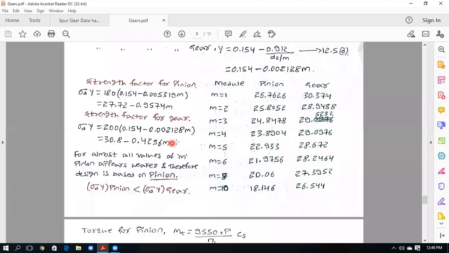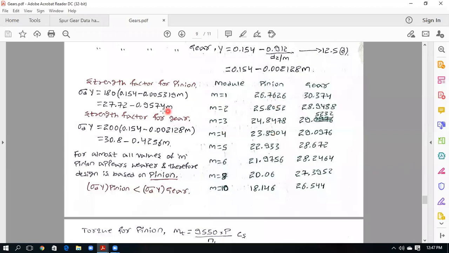Similarly, substitute module is equal to 1 in the gear. It will be 30.8 minus 0.4256 into 1. Therefore, it will be 30.374. From this you can see that the strength factor of the pinion is less, but from one m value you cannot decide. Why? Because this is a trial and error method. Here, when you are not getting the sigma into y value directly, this is the method. At least you need to try for 7 or 8.